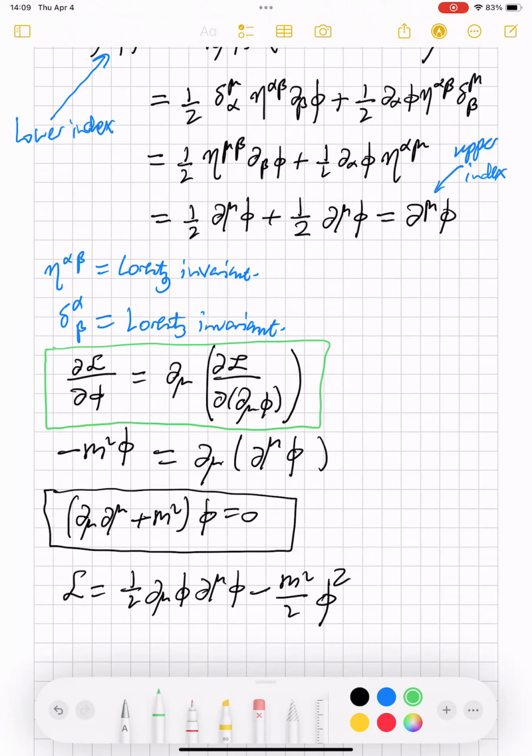Good. Okay, that completes our discussion of Lagrangian field theory. The only thing left to do now is to discuss the exercises.